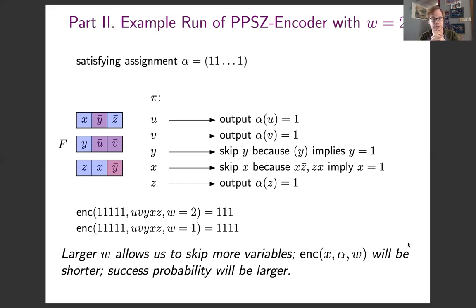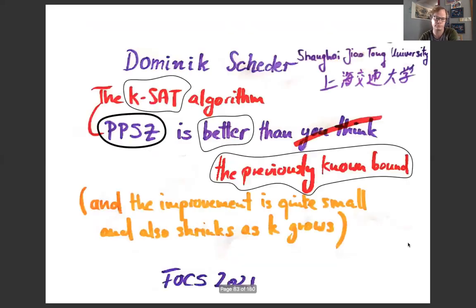So how large should we choose w? Well, not too large, because then it gets very expensive to iterate over all w-tuples. But actually, it turns out it doesn't matter. So for example, you can choose it to be log n. For everything that comes now, it doesn't matter. It should be like a slowly growing function in n. Yeah, this was PPSZ. So now let me show you the previously known bound.